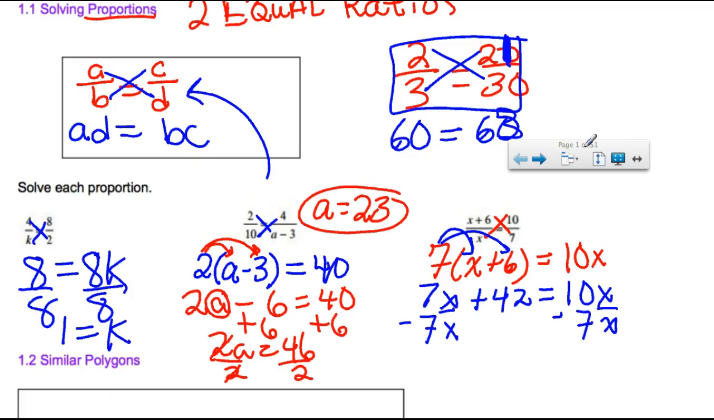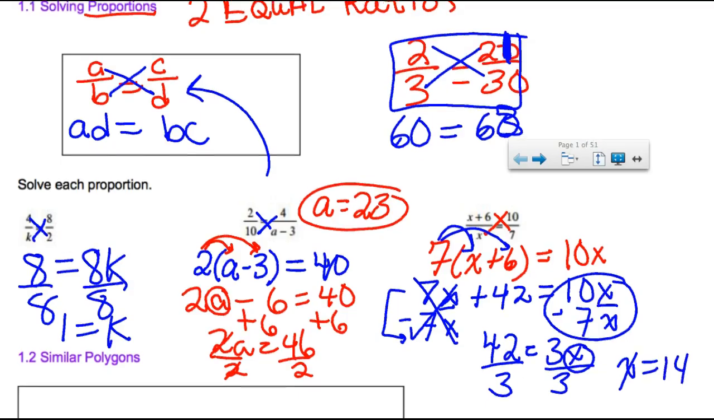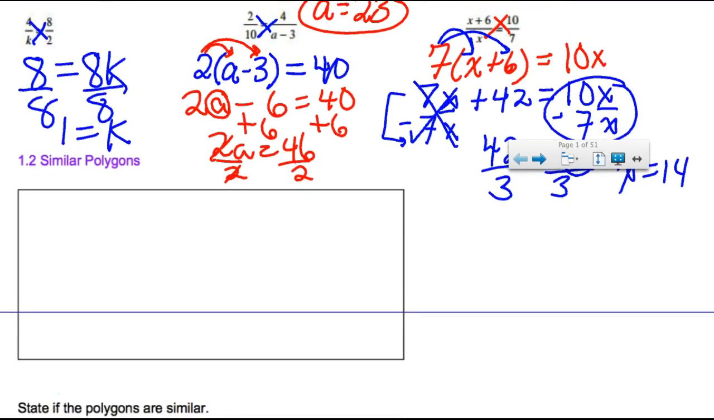So when I do 7x minus 7x here, they're gone. And that's why I did it, so that I could get all my x terms consolidated over here on the right-hand side. And 10x's minus 7x's is 3x's. Again, we're trying to isolate that x. It's 3 times x, so I divide both sides by 3. And when I do 42 divided by 3, I get a nice 14. So that's how we solve proportions from Algebra 1. And now we're going to apply some of that to some similar polygons.